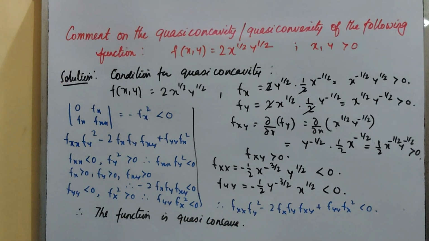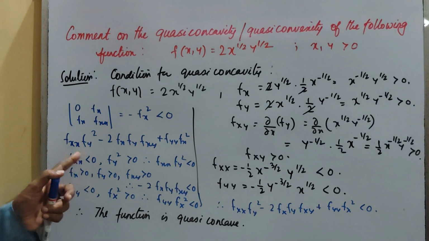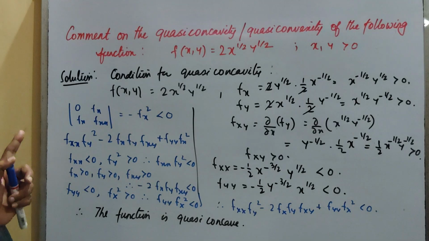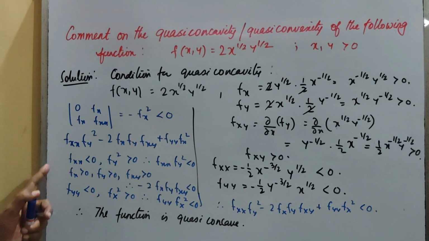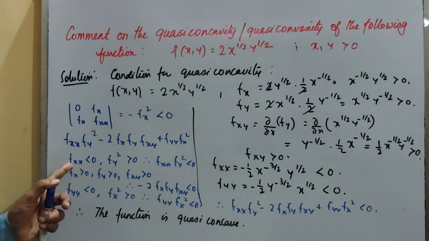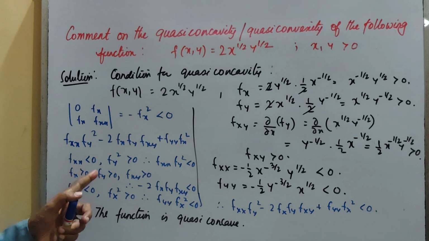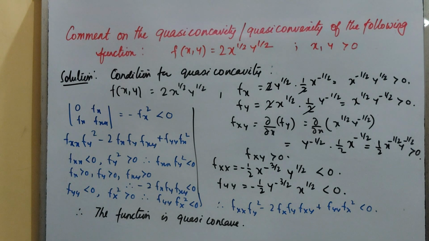I hope everybody understood the solution of this question. This is lengthy mathematics and we do it with partial differentiation. These are the two formulas, the conditions for quasi-concavity, and then we check. We should not put the values, because if we put the values it becomes much more complicated. We are concerned about the sign. Therefore we check the sign of fxx, fyy, fxy, and we get the condition. The function is quasi-concave. I hope everybody understood the solution of this question.